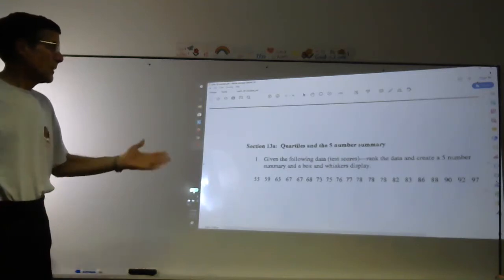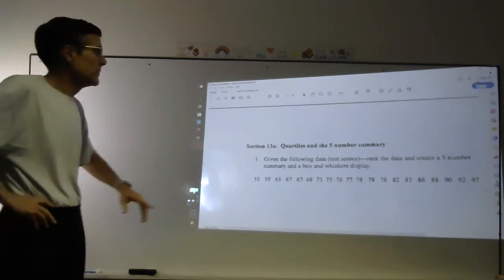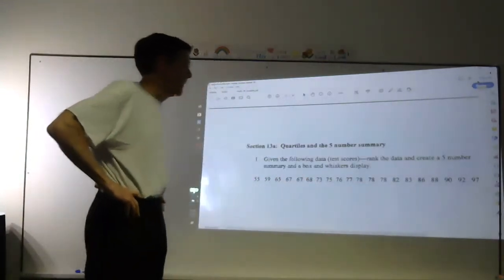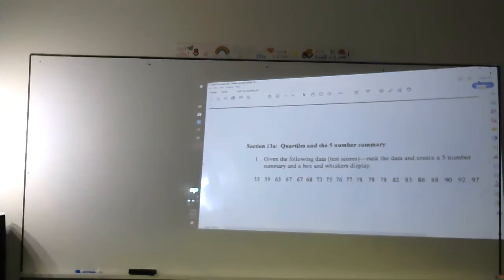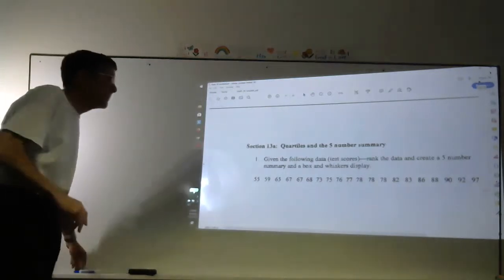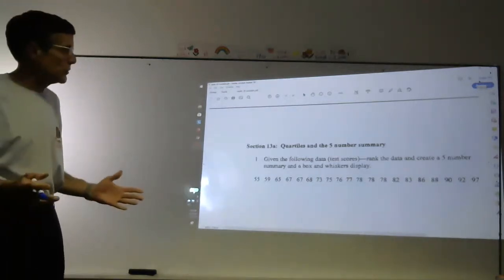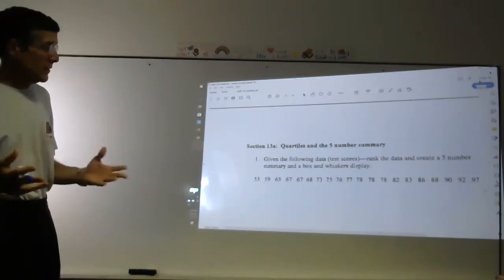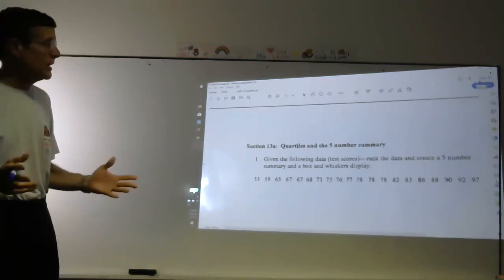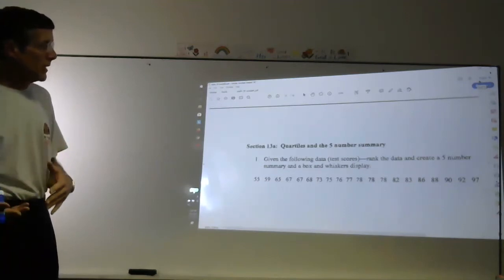Okay, so we're going to talk about quartiles and the 5-number summary, and also do a box and whisker graph on this particular set of data. Your statistics course will probably call it a box plot instead of a box and whisker display, but that's all right. The first thing you need to do is make sure your data is in numerical order. And as I look at this, it looks like it is.